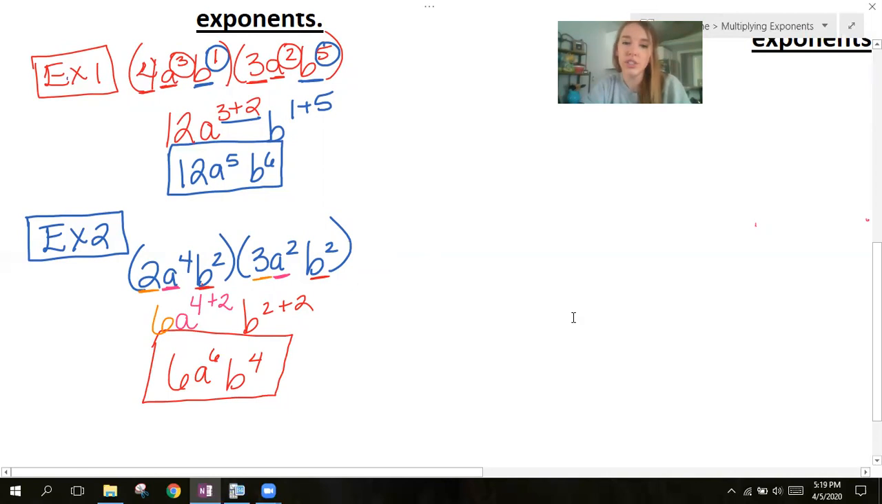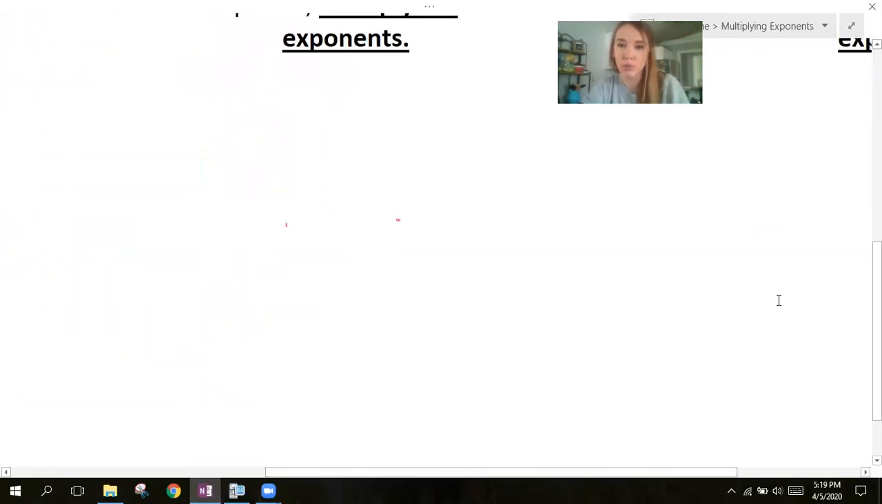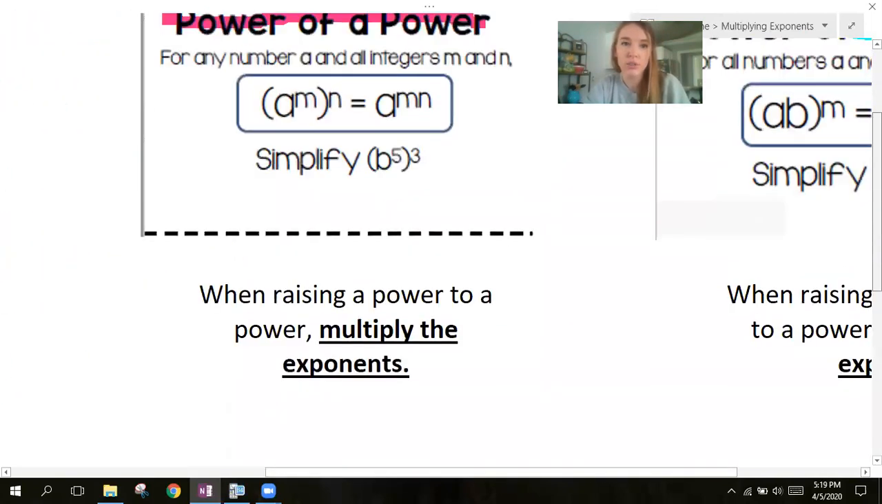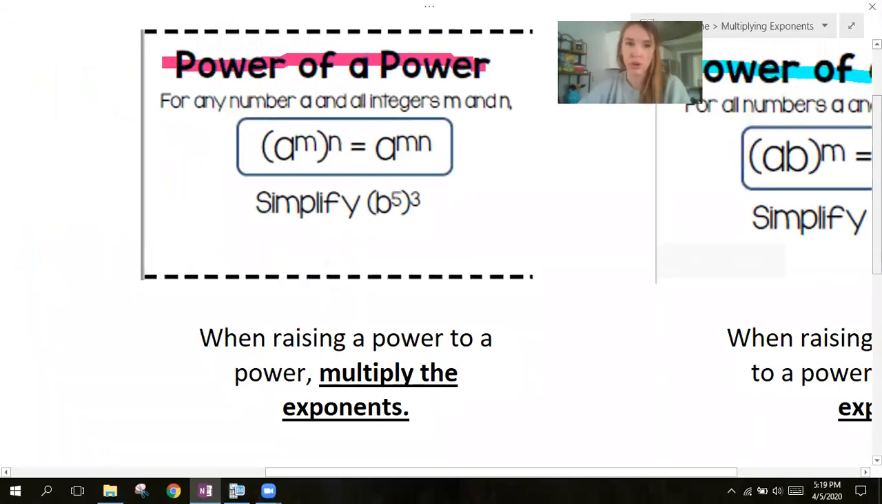All right, let's go on to the next rule. So our next rule is a power of a power. So we'll just label this as rule number 2. Okay, so the rule here, which I've written down here, I would write this down somewhere going with that rule. Okay, so when you're raising a power to a power, this time now we are going to multiply those exponents.